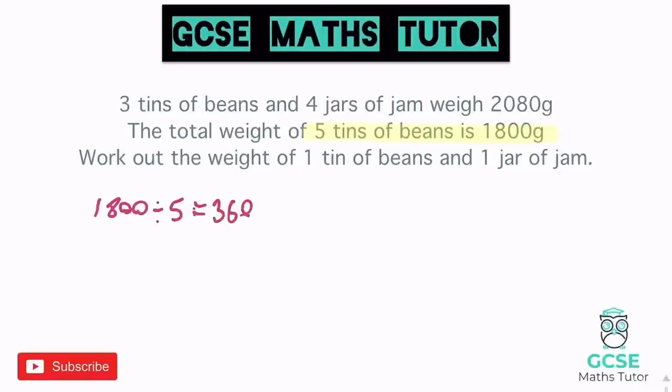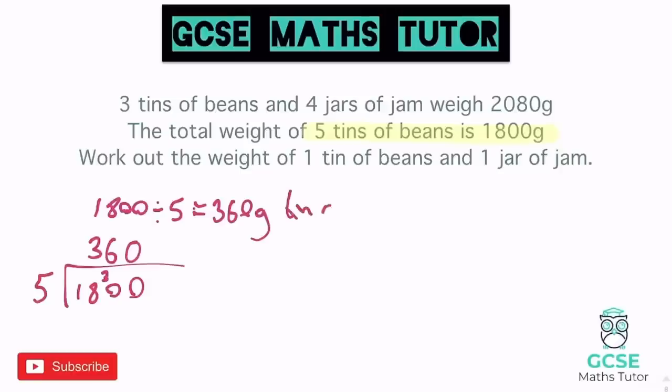There we go. We might have to do a bit of bus stop for that, but we can do that. 5's into 1,800. 5 into 18 goes 3, remainder 3. 5's into 30 goes 6, and then 0, so 360 grams, and that is for the tin of beans.